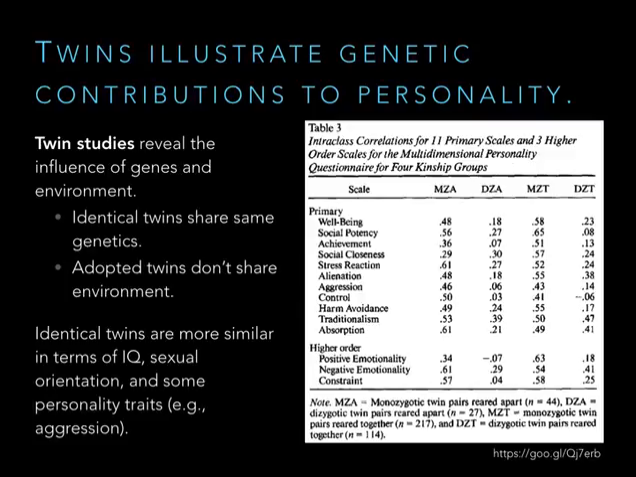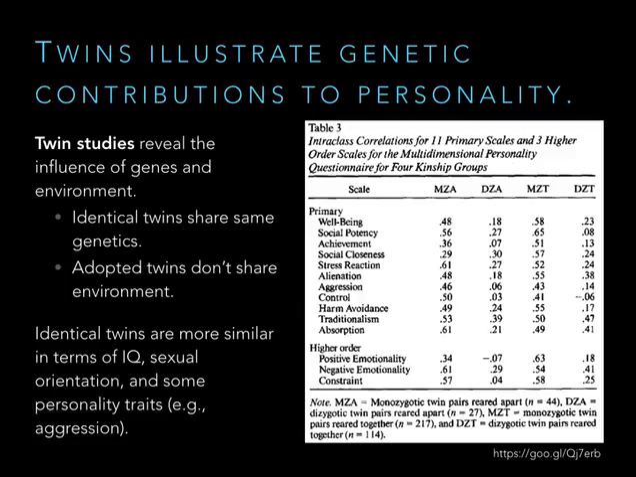What we can see here is if we compare the dizygotic and monozygotic twins, as a whole, monozygotic twins tend to have a much better correlation between all the different personality traits shown here, such as social potency, achievement, social closeness, etc. These correlations tend to be much higher than that in dizygotic twins.